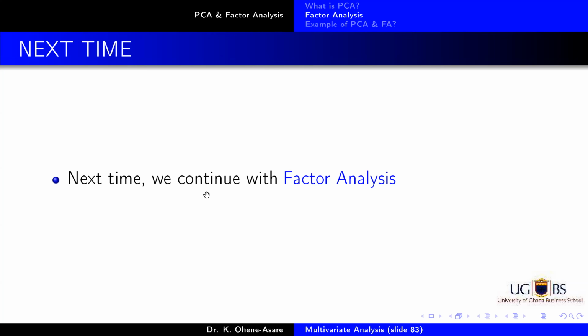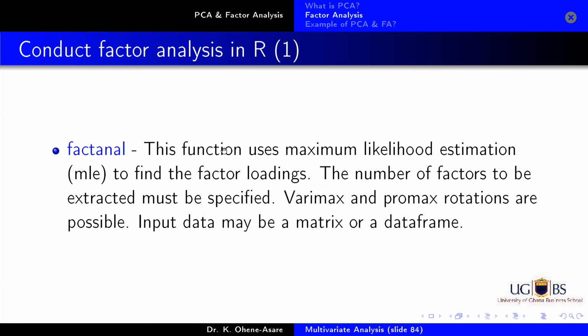So let's begin. The first thing you want to take note of is that in R, there's a function we use for factor analysis. There are actually two functions. One is known as factanal. It uses the maximum likelihood method to find the loadings. And the idea is that the number of factors to be extracted must be specified ahead of time. Now, you might know that in PCA, you did not know the number of factors to be specified.